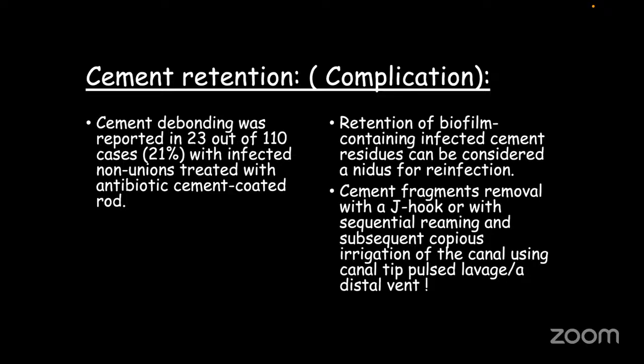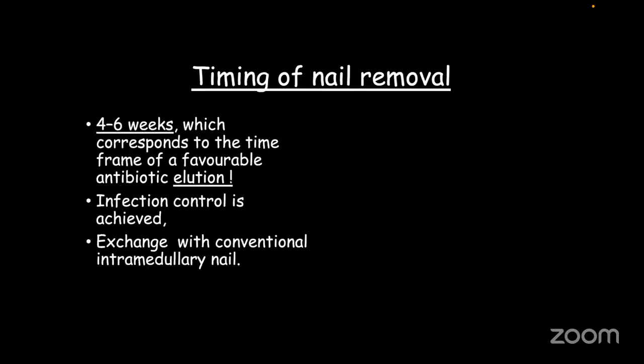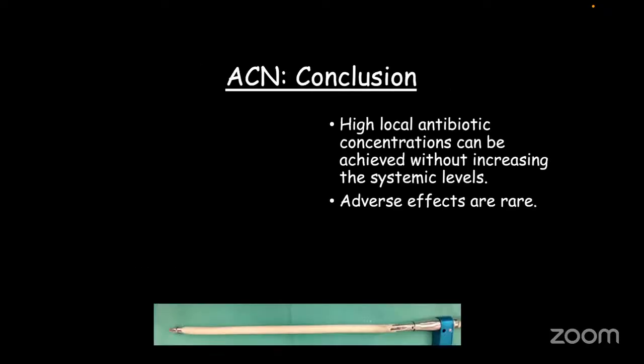There are also long biopsy forceps, curved ones, which are usually used in revision THRs to remove the retained cement, and can be used in the femoral or tibial canals. The ideal timing of nail removal is at 4 to 6 weeks, which corresponds to the time frame for favorable antibiotic elution, once infection control is achieved, or exchange with a conventional intramedullary nail is indicated. That is the timing for your nail removal.